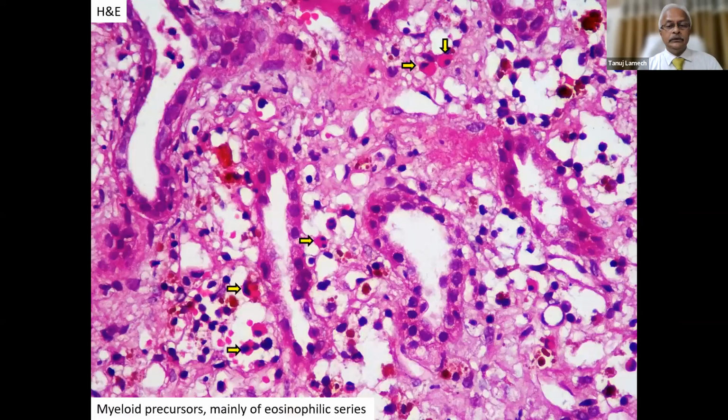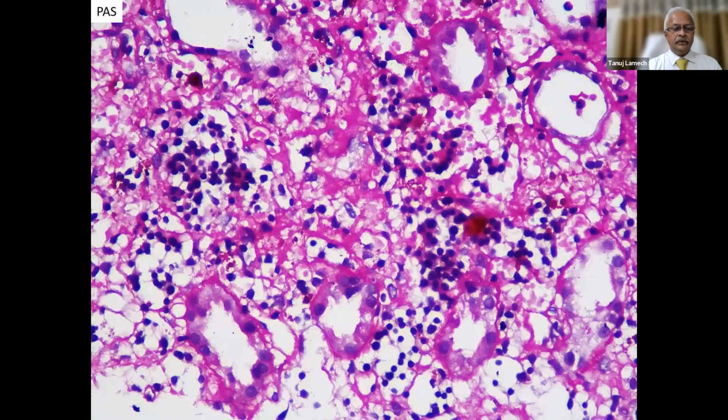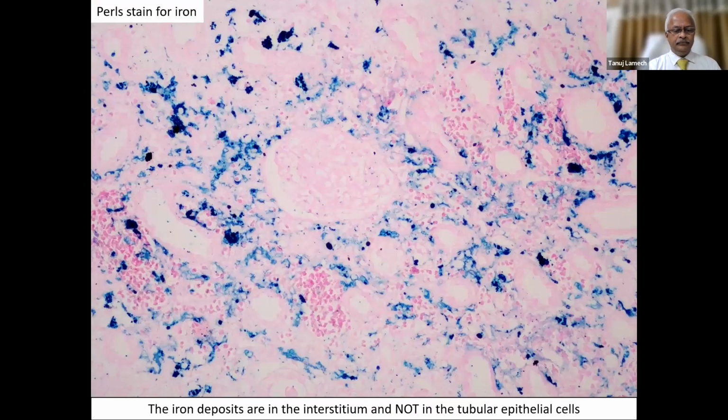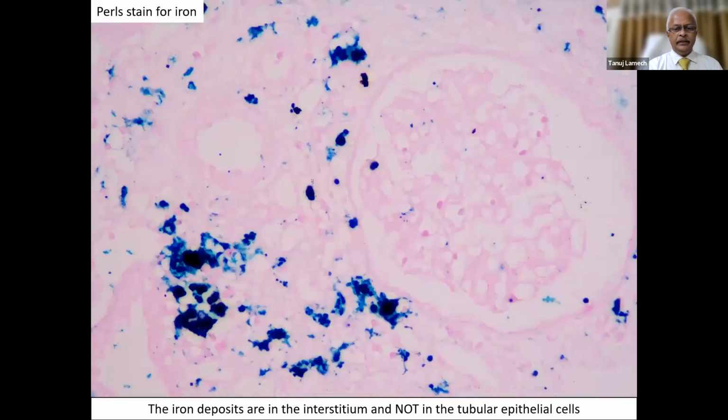The myeloid precursors. So all three lineages are there: erythroid precursors, myeloid precursors, as well as the megakaryocyte. So this is the PAS stain. Again, the megakaryocyte in a bigger, magnified view in a PAS stain. As the name implies, it is such a big cell. So the Perls stain for iron, the iron deposits are in the interstitium. Perls stain picks up iron, is it? Again, another view. And CD61 also was done, and finally it was confirmed to be positive.